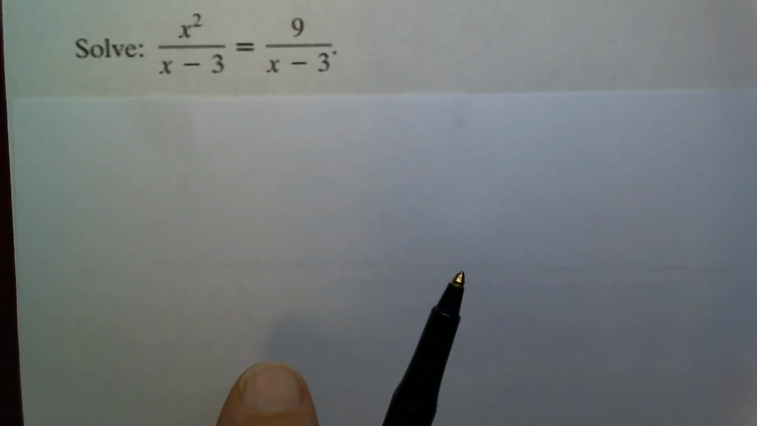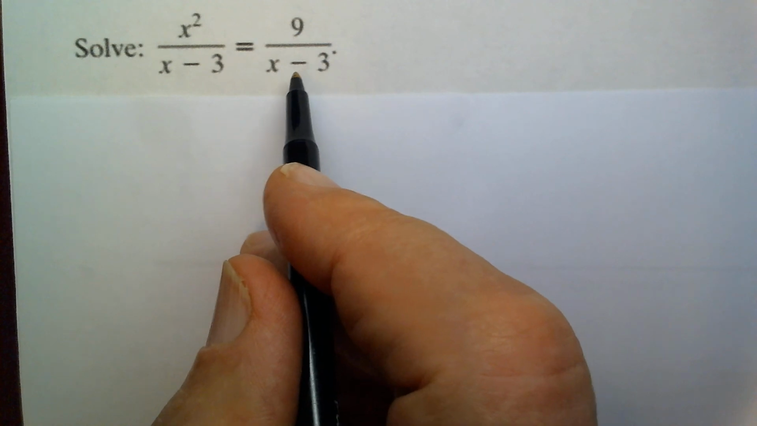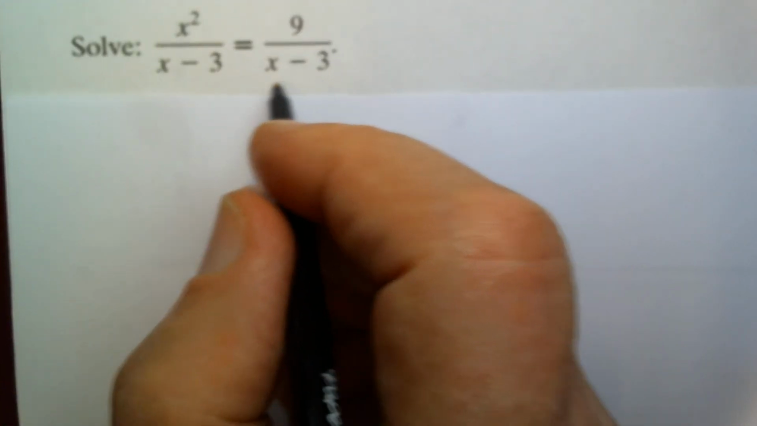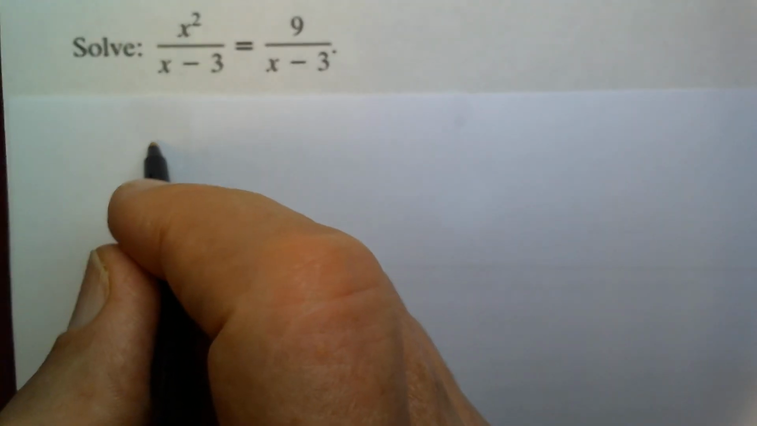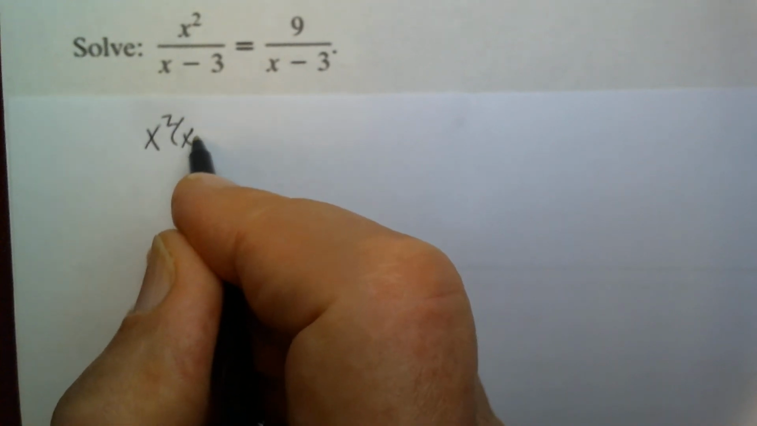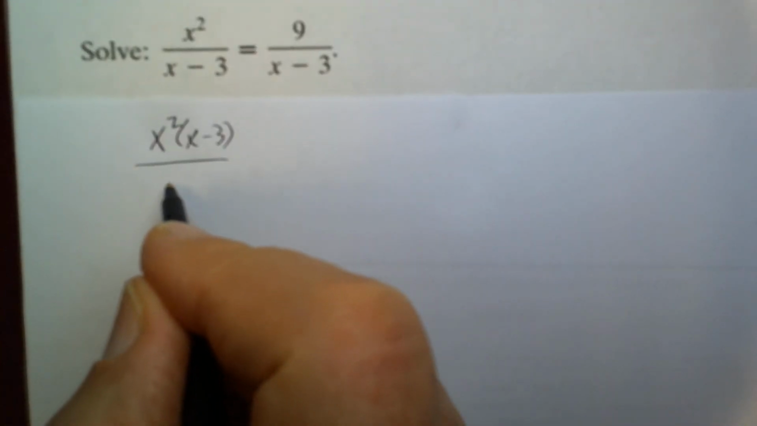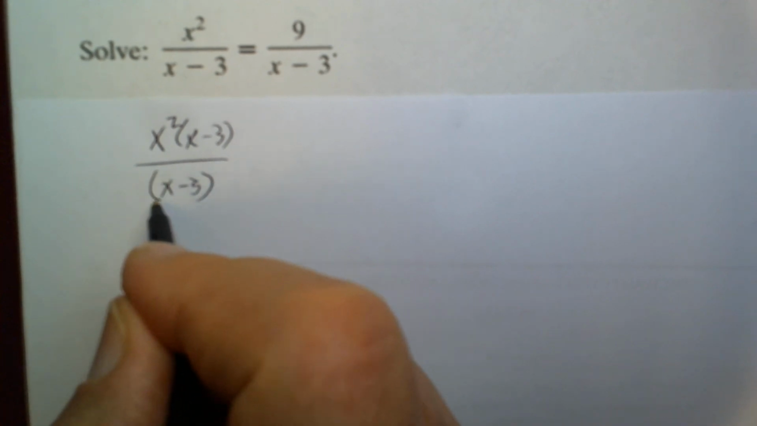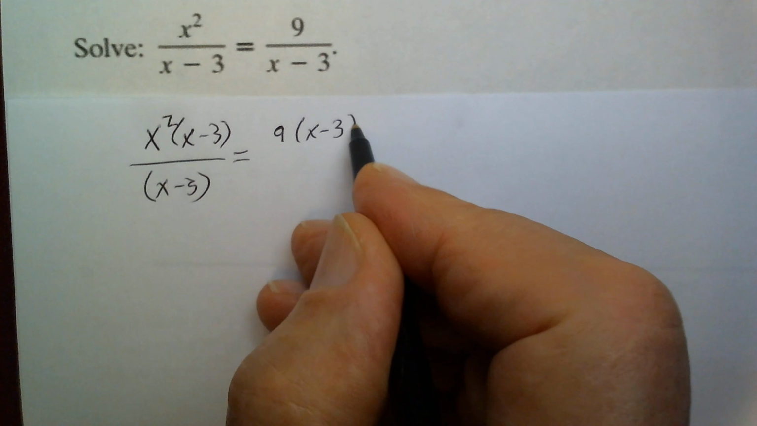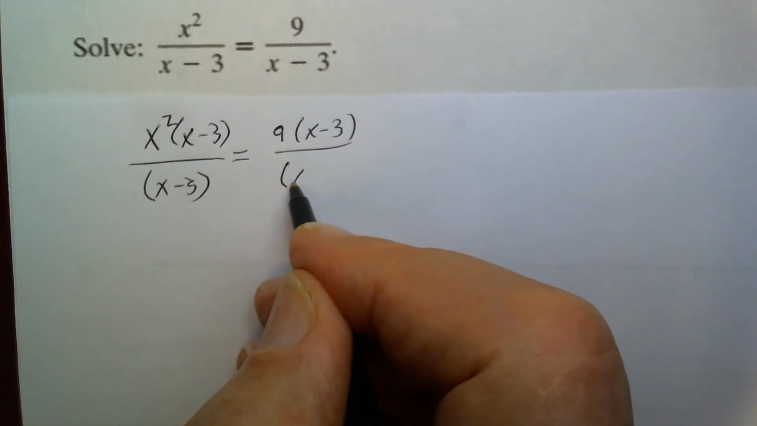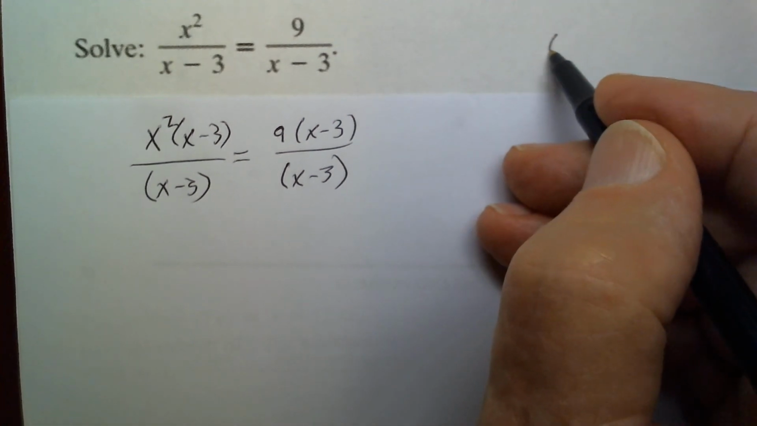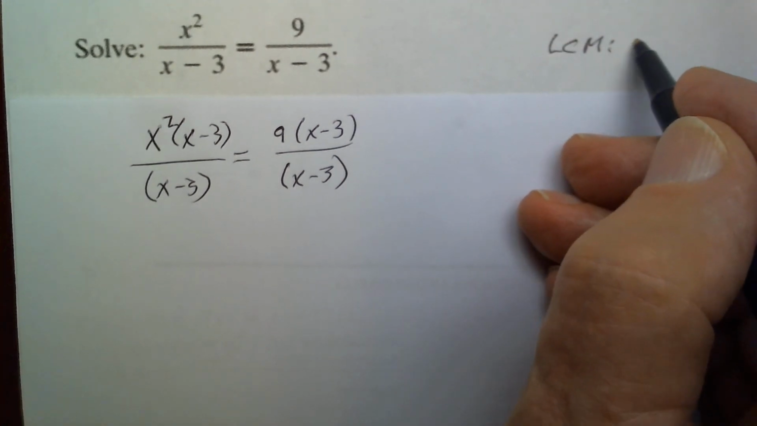Let's look at the next exercise here. So obviously the least common multiple is x minus 3. And so we multiply both sides of the equation by x minus 3. We get the following. We get x squared times x minus 3 divided by x minus 3 equals 9 times x minus 3 divided by x minus 3. So the LCM is x minus 3.